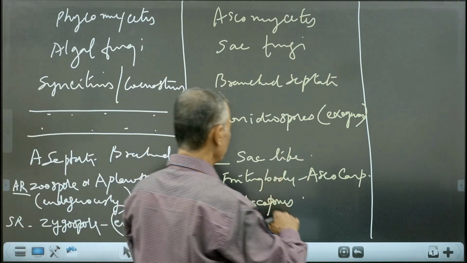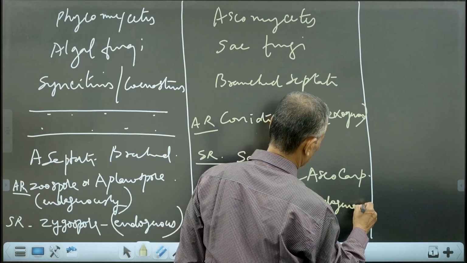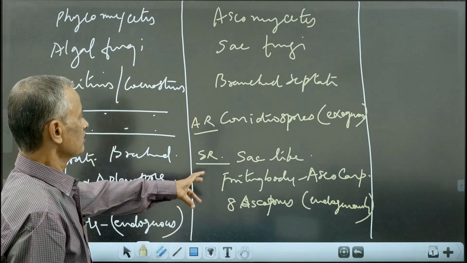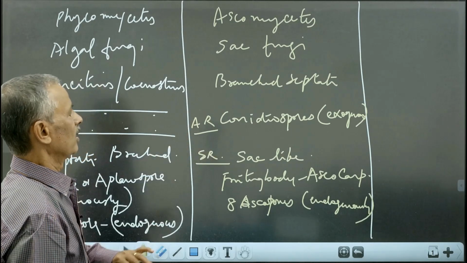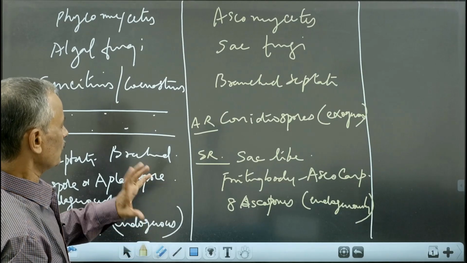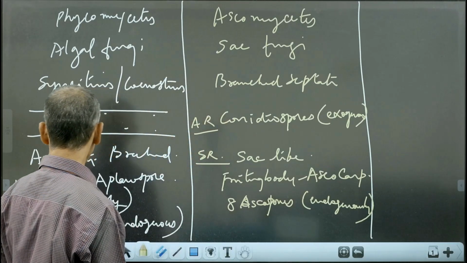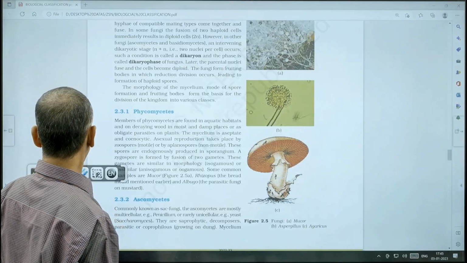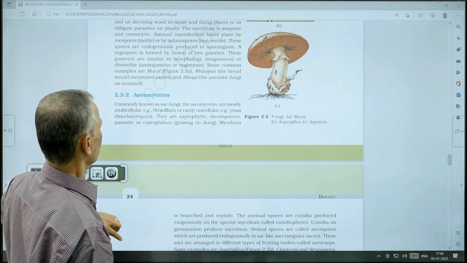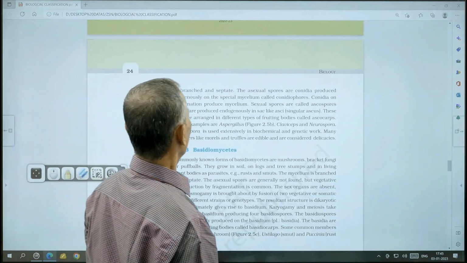Since they are all produced inside, it is endogenous. So, we are having exogenous asexual reproduction resulting in spores, whereas sexual reproduction results in spores which are produced endogenously. And this is the largest group, in which we are having Saccharomyces, which alone has a single-celled body.